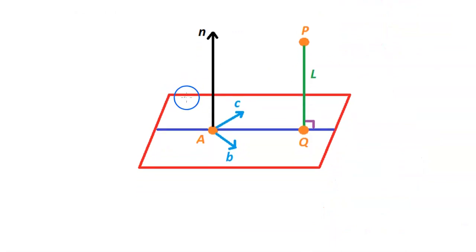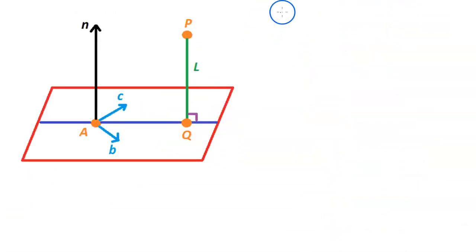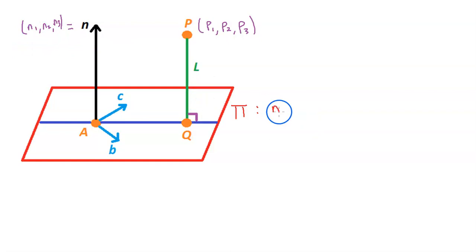So just getting a fresh diagram over here. Suppose that we know P. So P is the point with coordinates P1, P2, P3. And we also know the vector n. So n is the vector n1, n2, n3. And we also know the equation of the plane. Let's call the plane pi, and let's say that it has equation n1x plus n2y plus n3z is equal to some constant d.